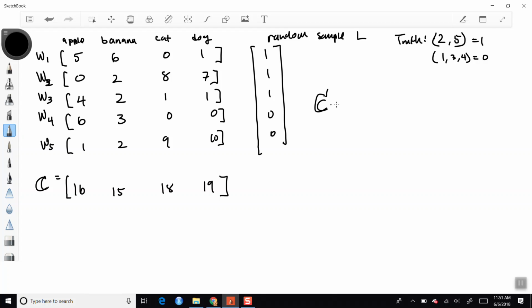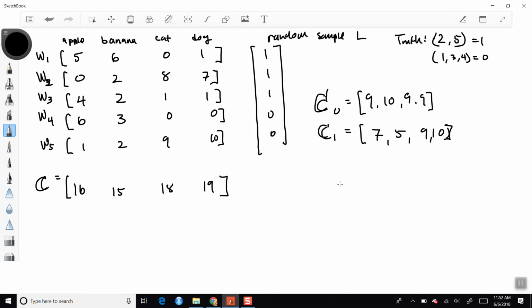Then, if this is our current thing, our corpus 0 is going to be the sum of these things. We're going to have 9 and 10 and 9 and 9. This is not great. And then corpus 1, those word counts will be everything else: 7, 5, 9, and 10. Right now there's not much distinction here.